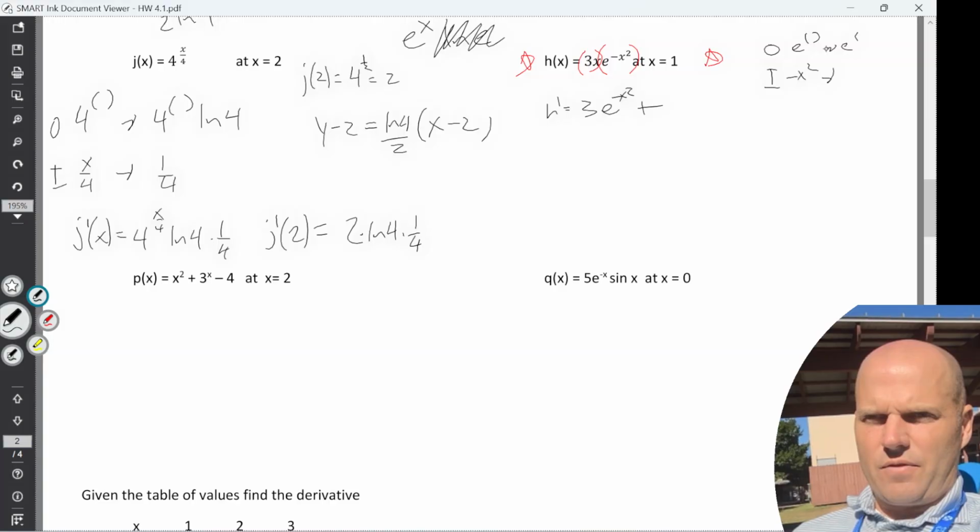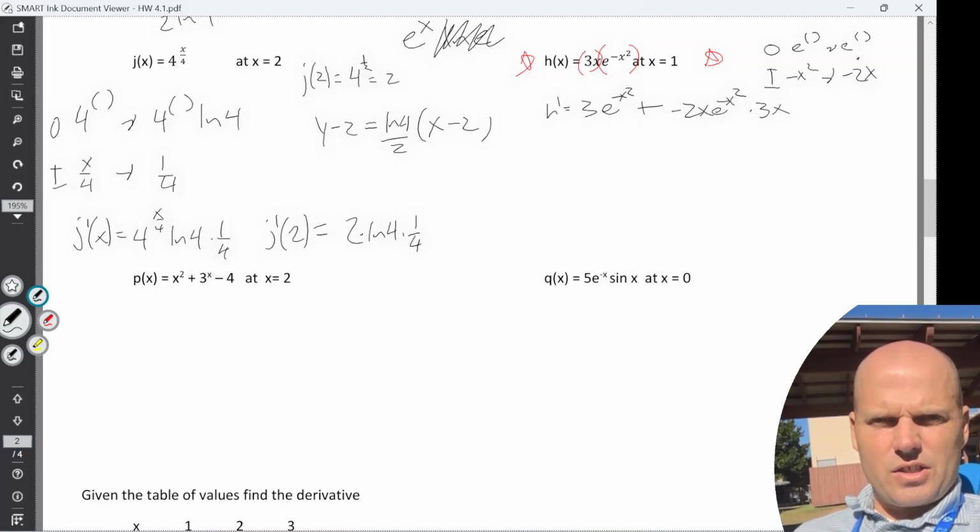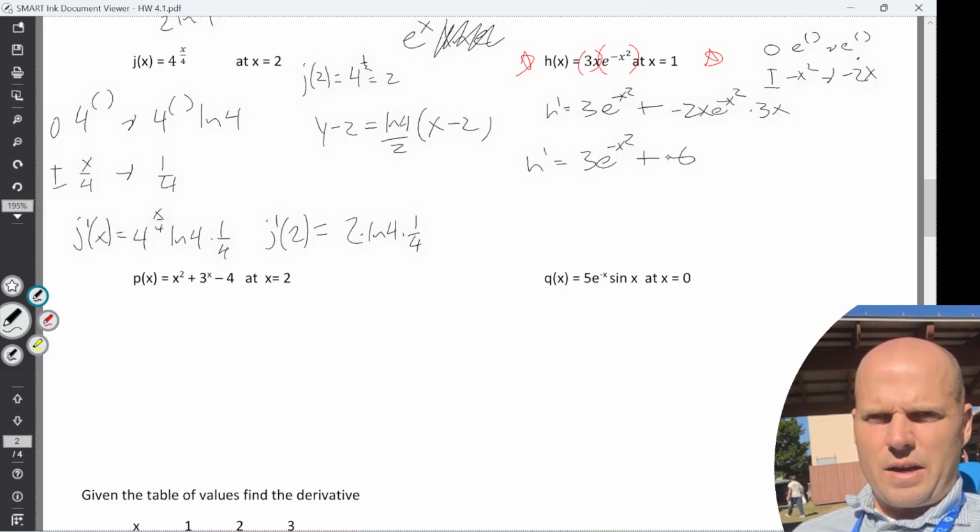This one you really have to do in practice. Slopes of the second will be negative 2x times e to the negative x squared times the first, which is a 3x. So I got 3 e to the negative x squared plus, I can go ahead and multiply the 2x and the 3x together. Then I can plug in 1.